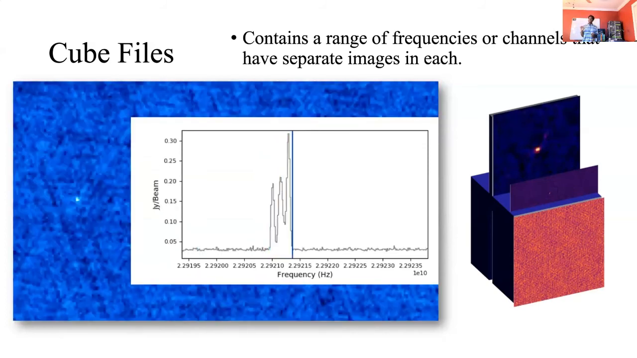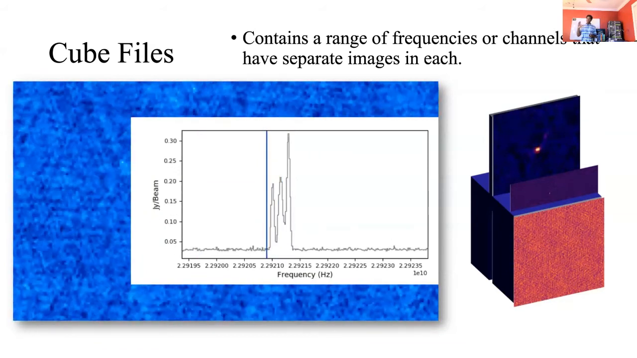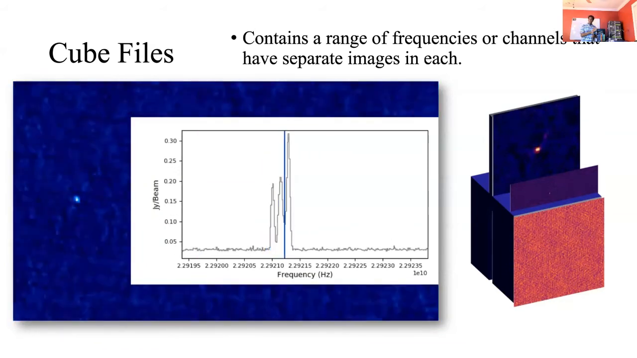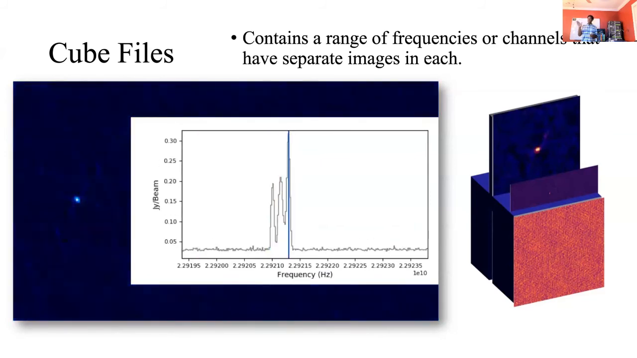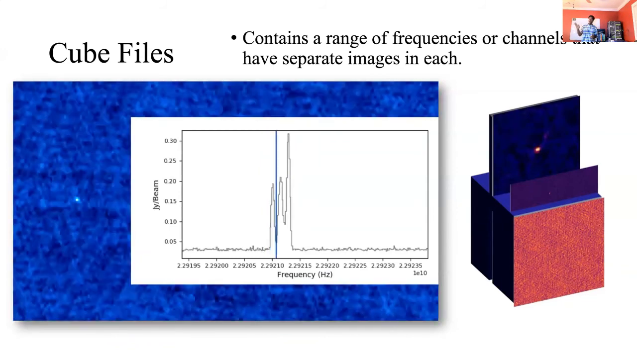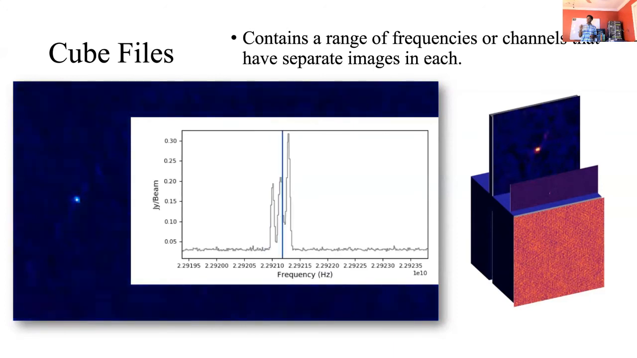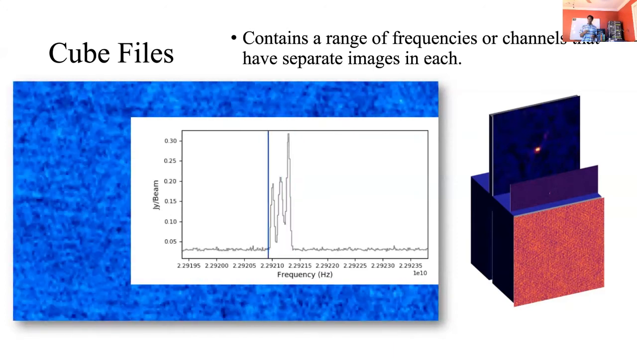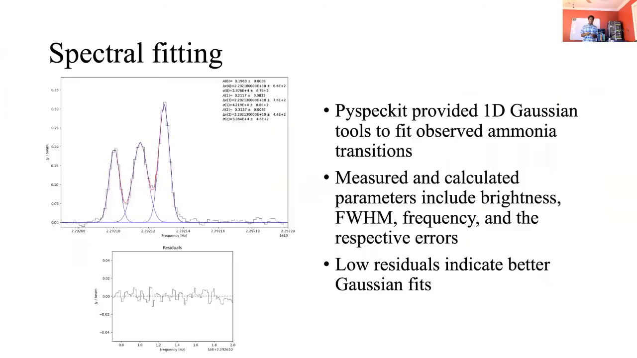And on the left, you can see a video that I made going through each channel, and each channel has its own data to be recorded. And you can see on the far left one of the ammonia transitions for a maser in W51 North.